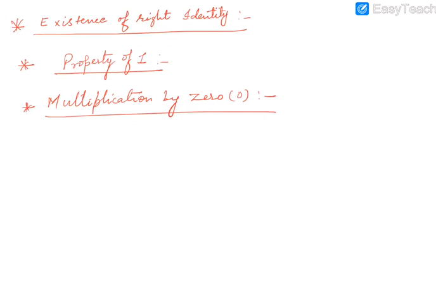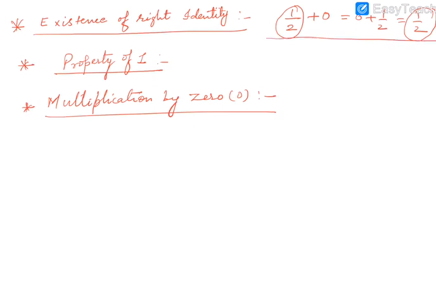When we add 0 in any rational number, it does not affect that rational number. Suppose I'm writing 1 by 2 plus 0 is the same as 0 plus 1 by 2, and the answer will be 1 by 2. So it is not affecting this rational number. Even when I change the sequence, we are getting the same result. It means that it is not affecting this rational number, but in the case of addition only.